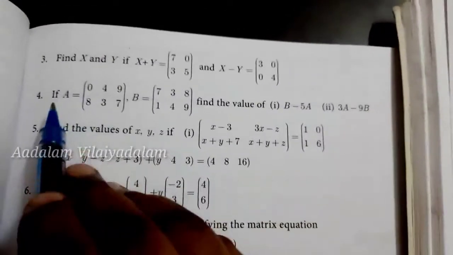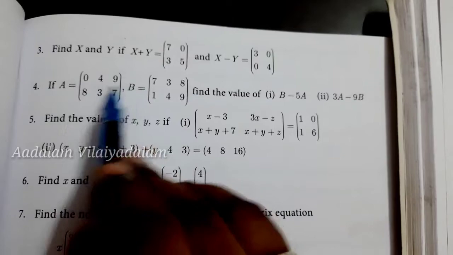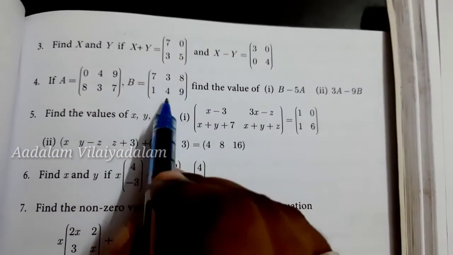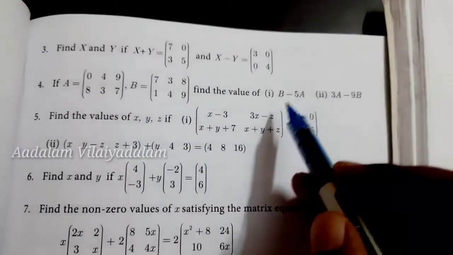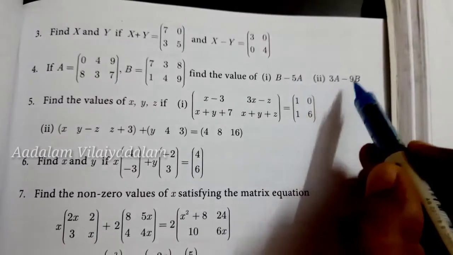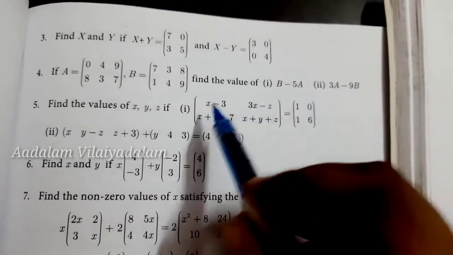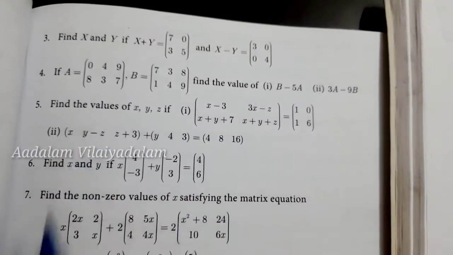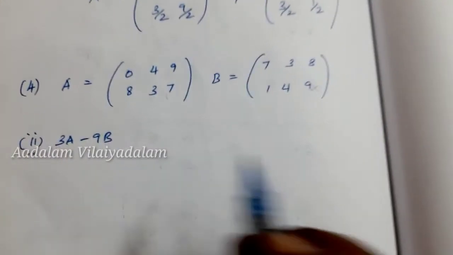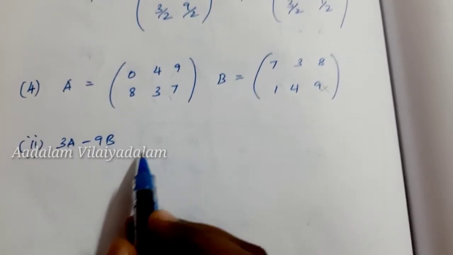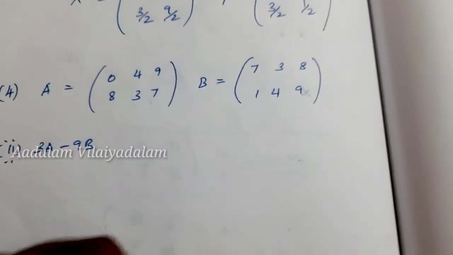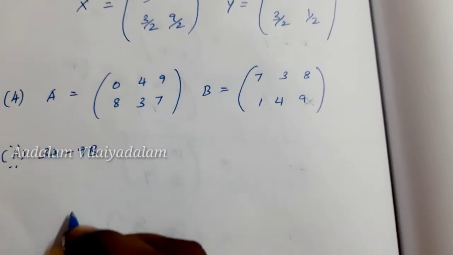Now the fourth question is, if a equals 0, 4, 9, 8, 3, 7 and b equals 7, 3, 8, 1, 4, 9. Then find the value of subdivision 1, b minus 5, 4, subdivision 3a minus 9b. Now let's go for the second subdivision, that is for the fourth sum. Here they have given 3a minus 9b, which means we have to do the scalar multiplication of the matrix. So let us write it.